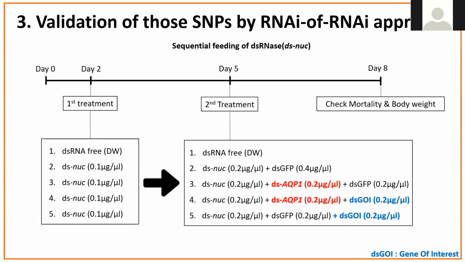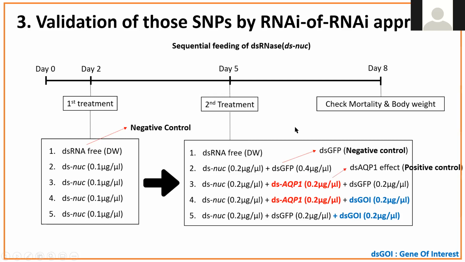We validate the genes with an RNAi approach to see whether knockdown of these 6 target genes affects RNAi efficiency. We first knock down the nucleases for better RNAi activity later. We use water as a negative control, GFP as another negative control, and aquaporin 1 as a positive control. There might be some mortality, and we want to see whether knockdown of a gene of interest shows any mortality or survivor effect in the aphid line.